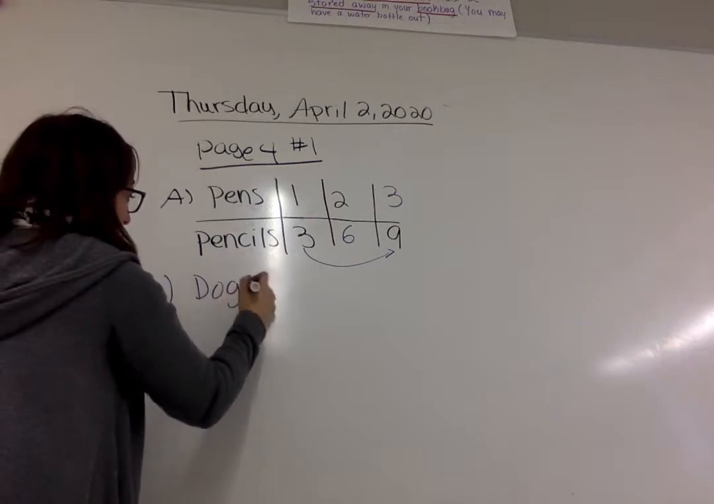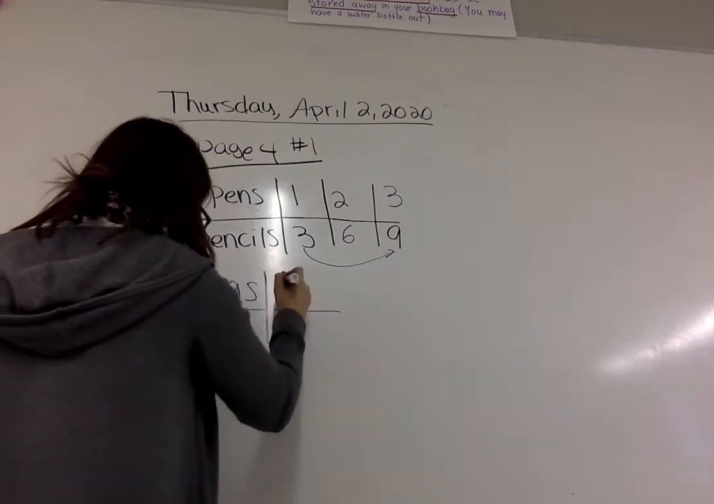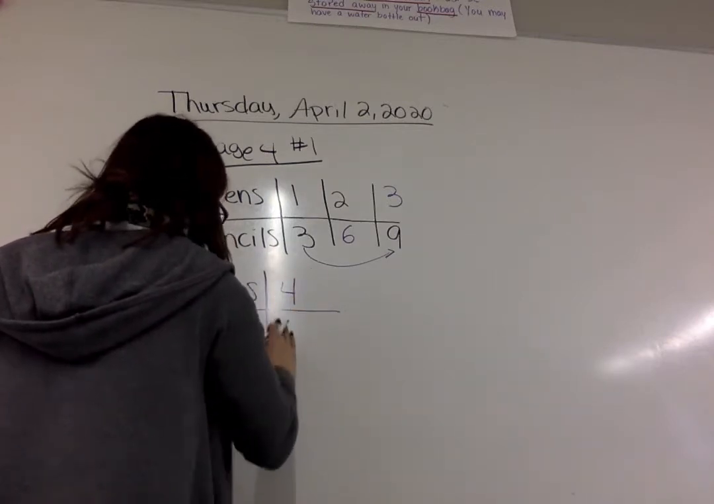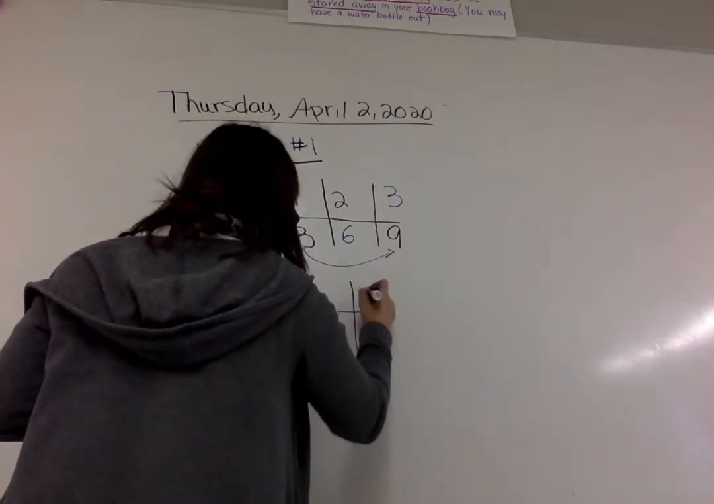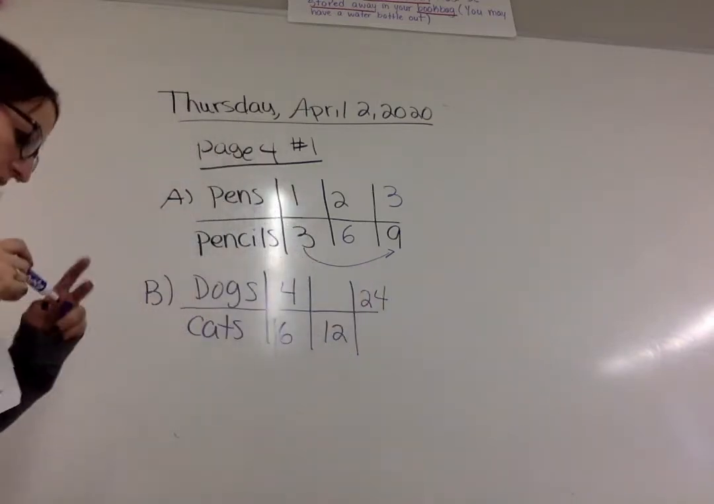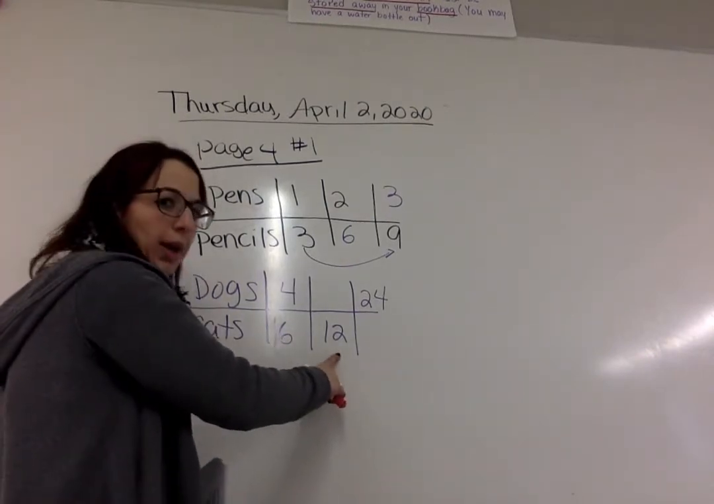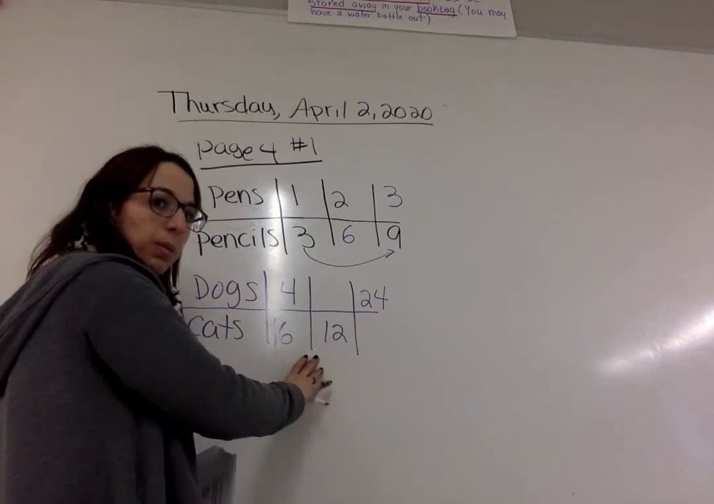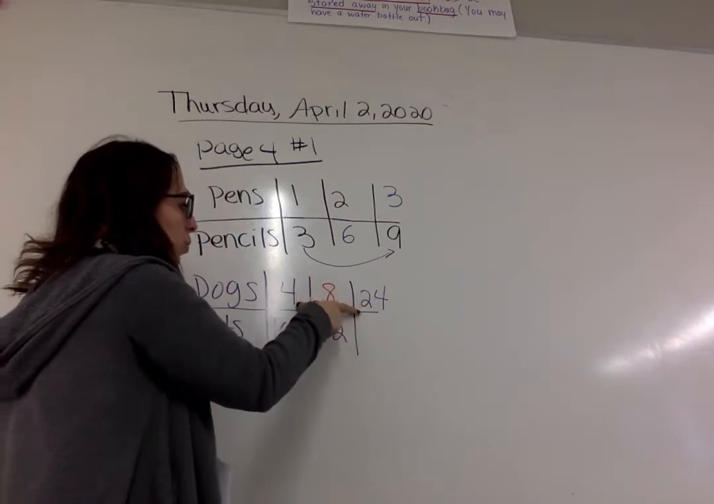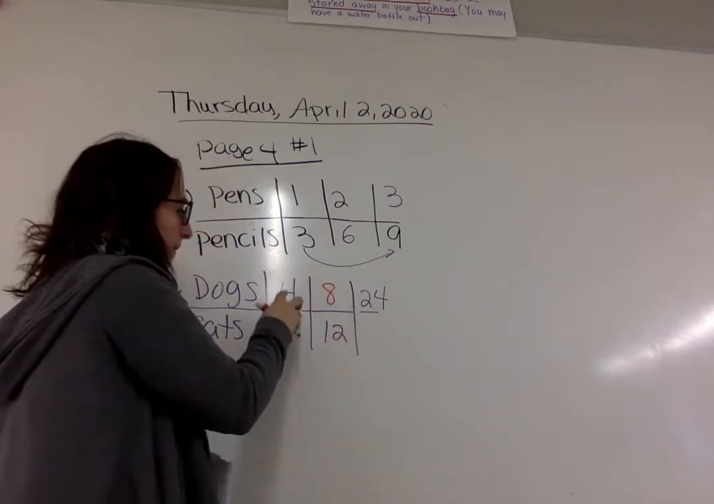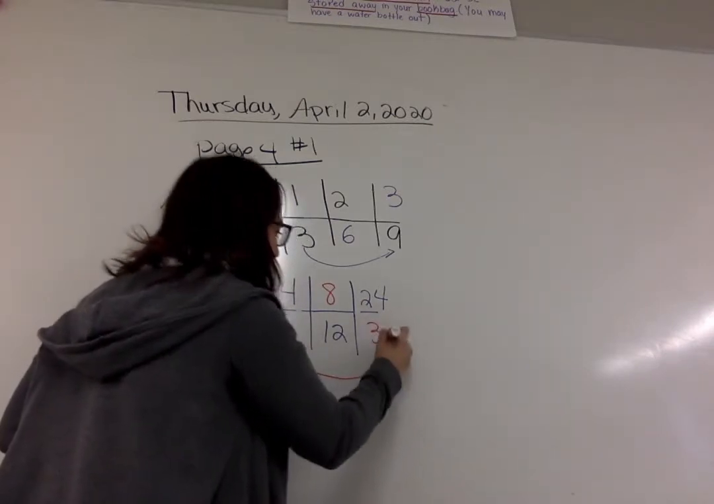Dogs, we're finding equivalent ratios. We're looking for patterns. That's what we're looking for. Cats. 4, 6. 12, blank, 24, blank. We're going to use red to figure this out now. 6 times what is 12? It's 2. So if I multiply here by 2, I multiply here by 2. 4 times 2 is 8. 4 times what gives me 24? It's 6. 4 times 6 is 24. Therefore, 6 times 6 gives me 36.